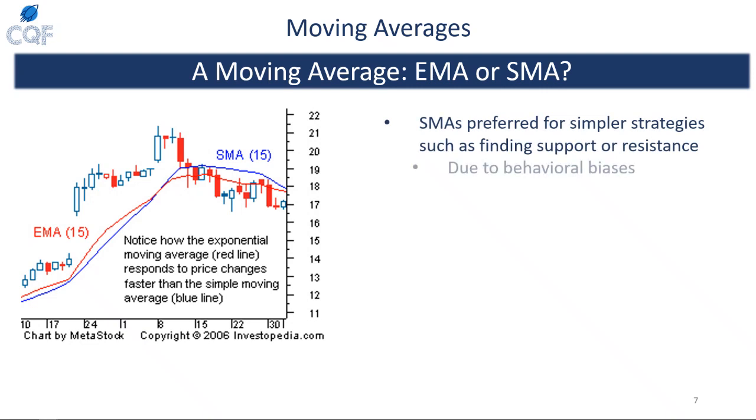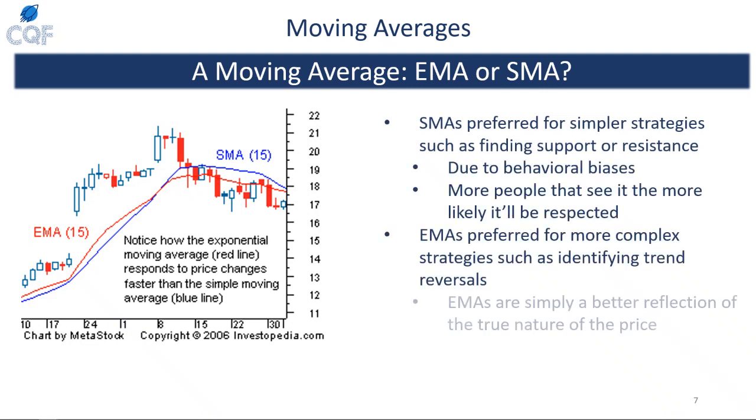So when should you use EMAs or SMAs? Now this is my personal opinion, and I've seen this kind of play out amongst peers as well: utilize SMAs for simpler strategies, like if you're just trying to find support or resistance, mainly because it's a behavioral bias here. The more people that see it, the more likely it's actually going to be respected. EMAs are a bit more complex, and frankly, EMAs are more accurate in terms of finding the true moving price. So if you want to identify reversals, or if you want to use it in, say, the MACD, which does use exponential, but it's again customizable, you certainly want to use the EMA in that.